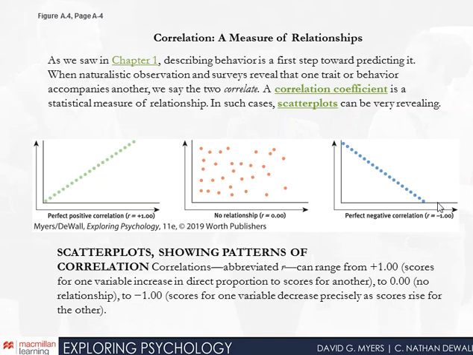The negative just tells us the type of relationship. As one variable goes up, the other variable goes down. A positive just tells us, again, the type of relationship. As one variable goes up, the other variable goes up. Correlations, abbreviated r, can range from +1, where scores from one variable increase in direct proportion to scores for another, to 0, no relationship, to -1, where scores for one variable decrease precisely as scores rise for the other.